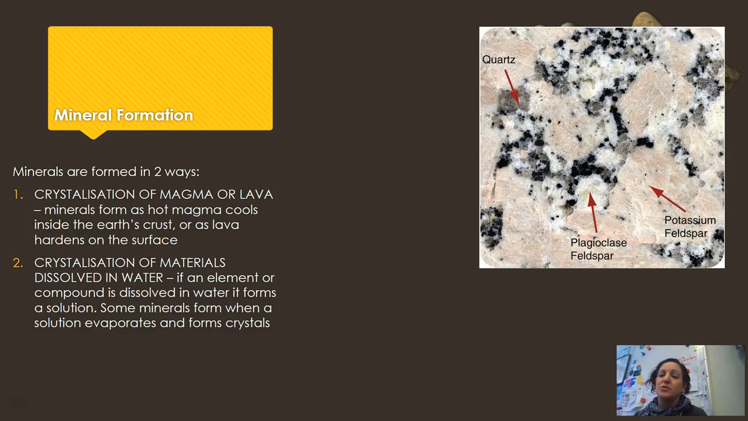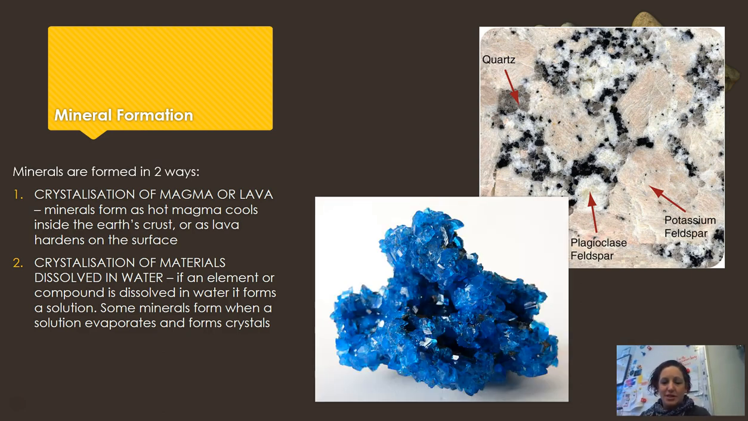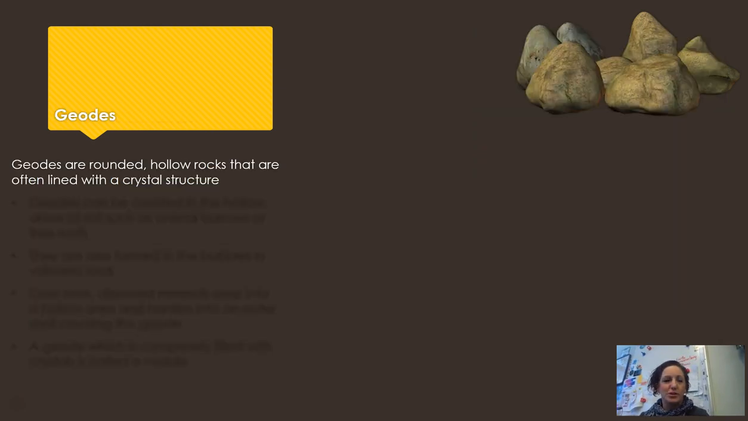So if you're going to do a crystal experiment, the easiest one would be to make salt crystals or sugar crystals by making a sugar or salt solution and then letting that evaporate. So this is a copper sulfate solution that has been left to evaporate and cause these beautiful, beautiful blue crystals.